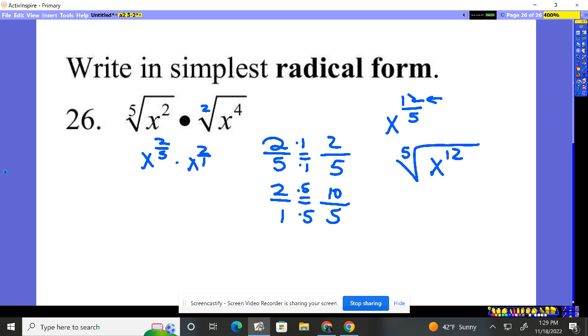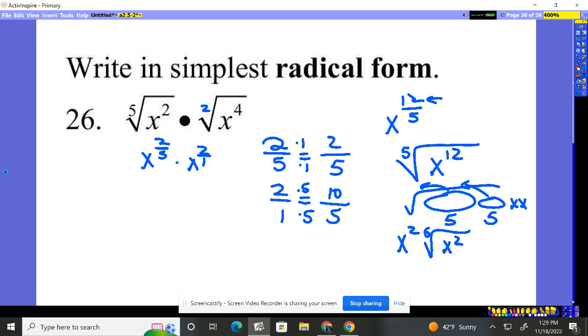So I have x to the 12. You could write out 12 x's, or you could say, hey, I have enough for 5, another enough for 5, and then there's going to be 2 left behind. Those come out, those come out. You'll be left with x squared outside, 5th root, x squared on the inside. And that would be your final answer.